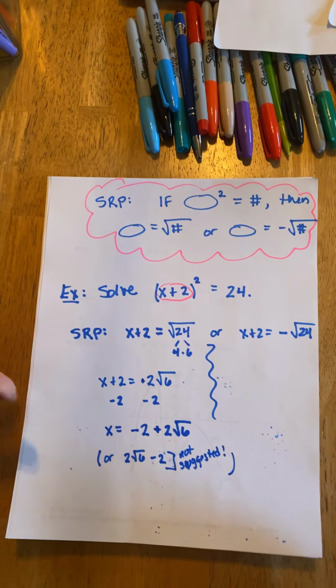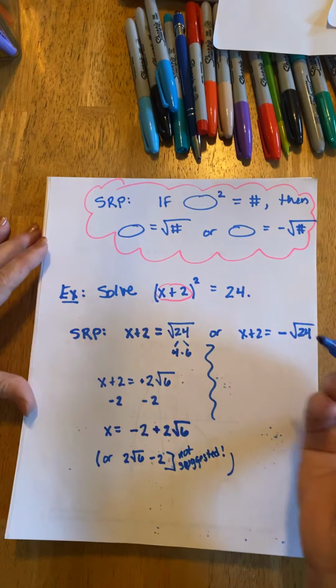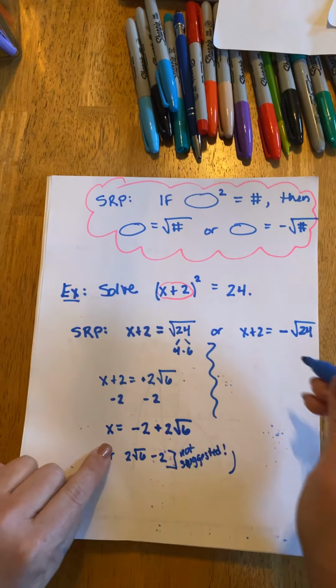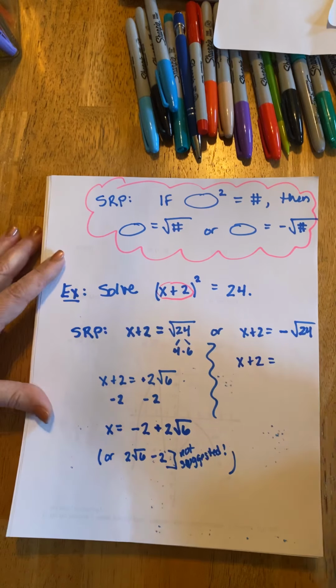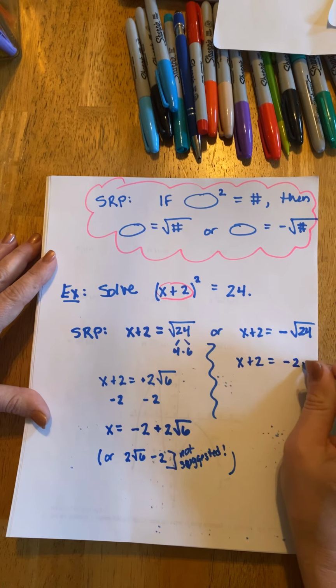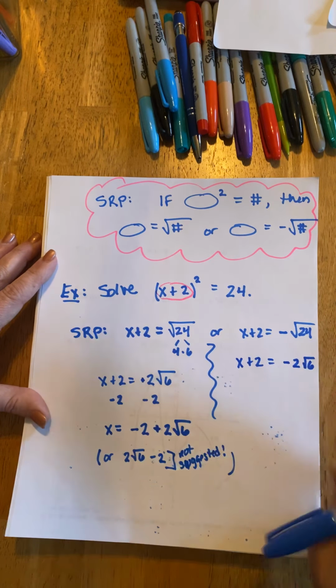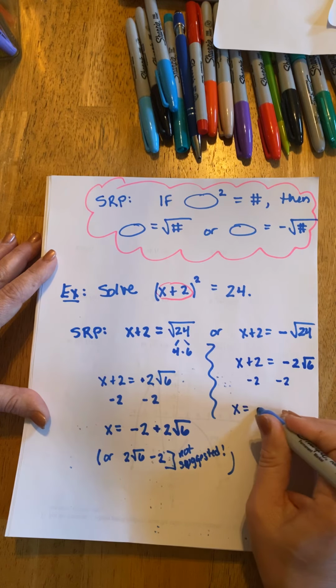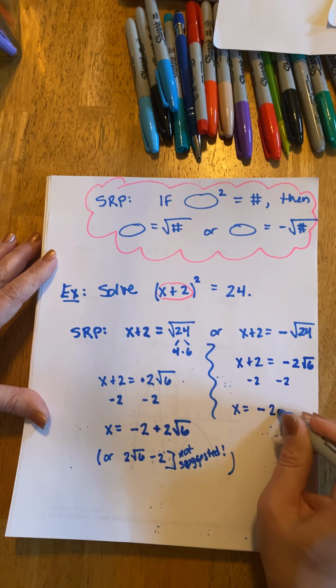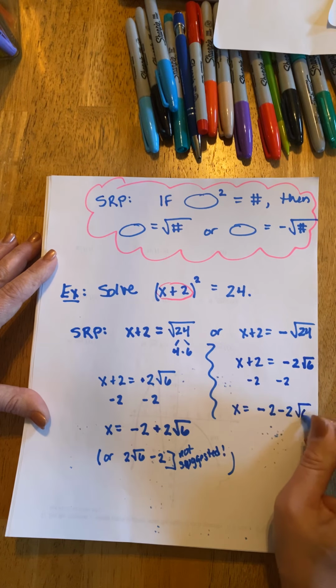Okay, and I'll show you why, because when we come over here and do this solution, we're going to get x plus 2 equals, well, we know the square root of 24 is 2 square root of 6, so now we're at -2 square root of 6. I subtract 2 from both sides, and I get x is equal to -2 minus 2 square root of 6.